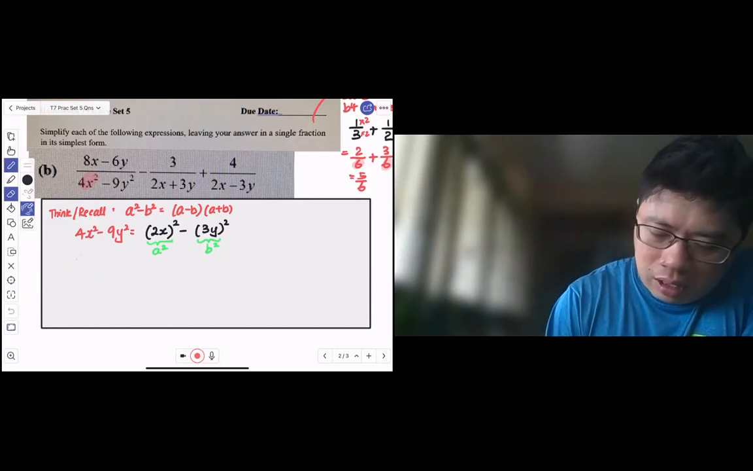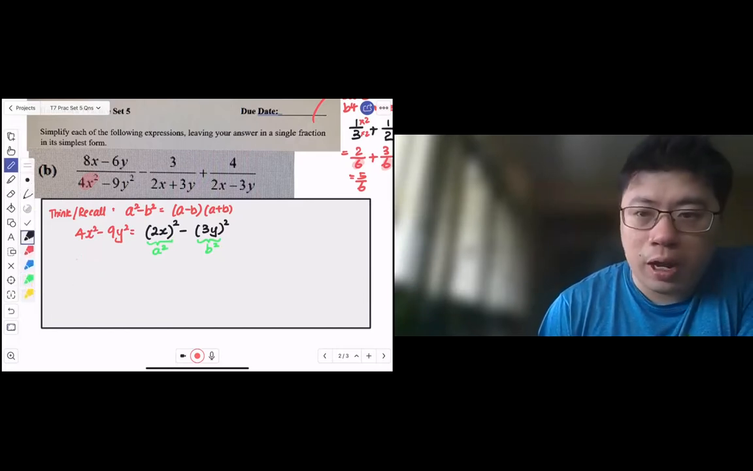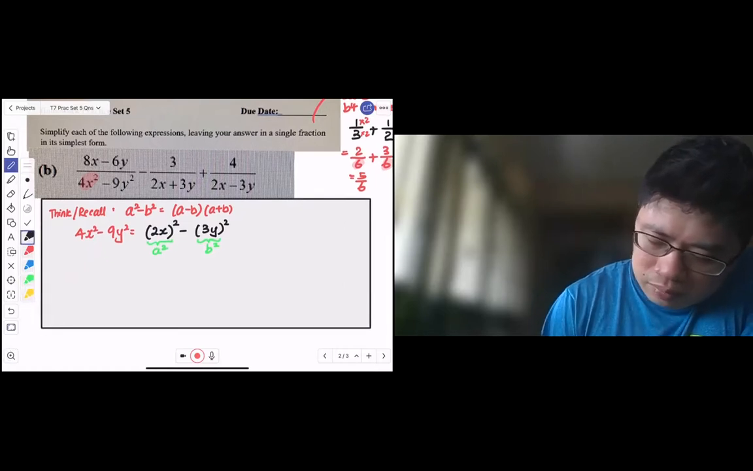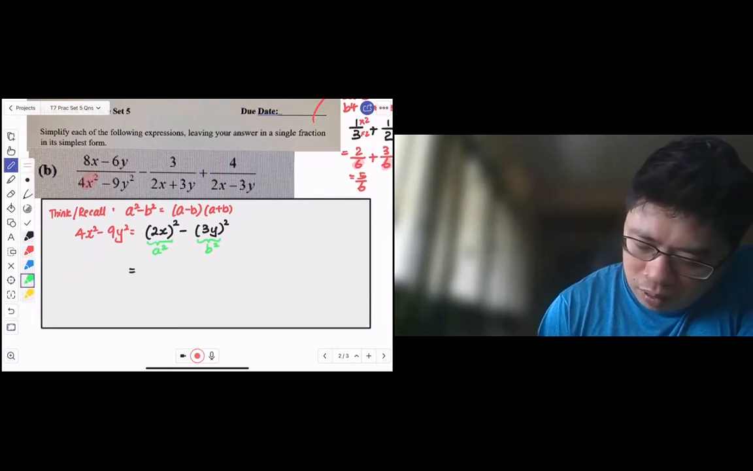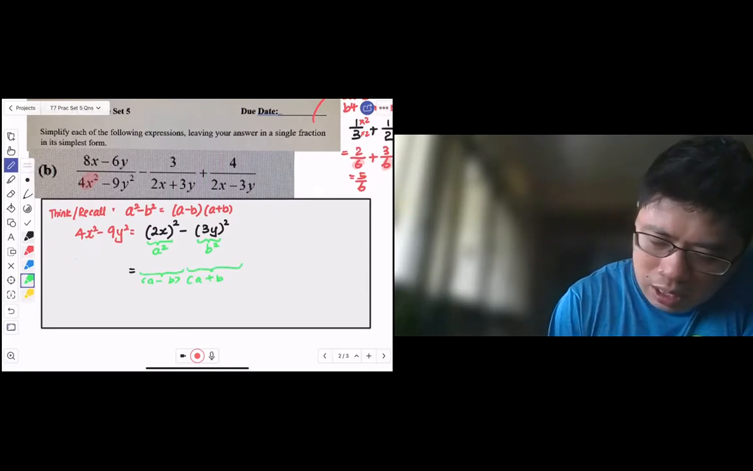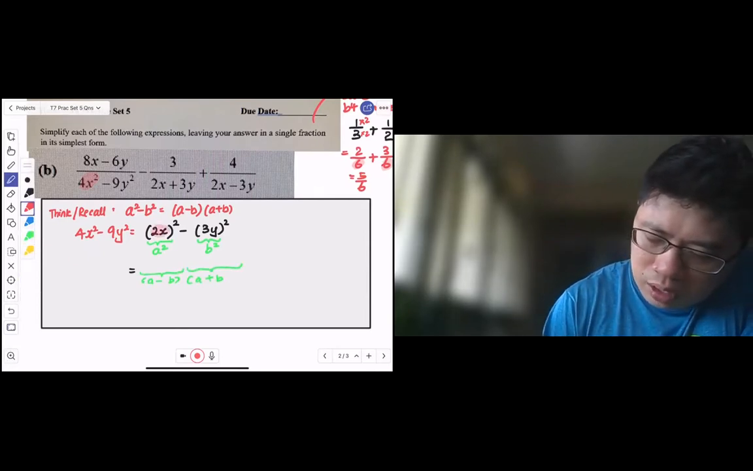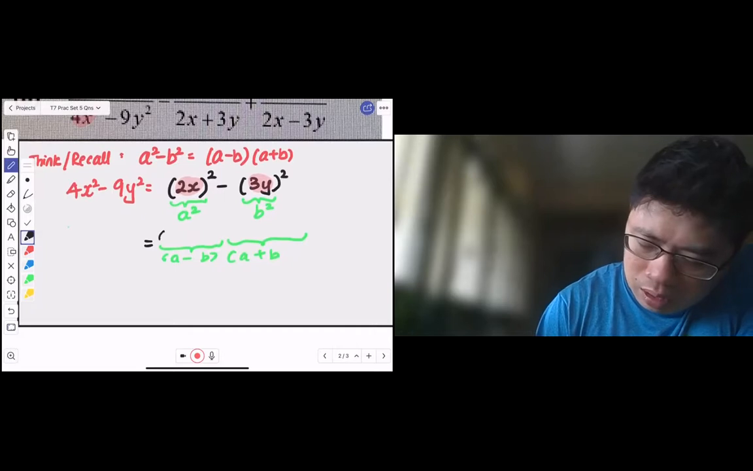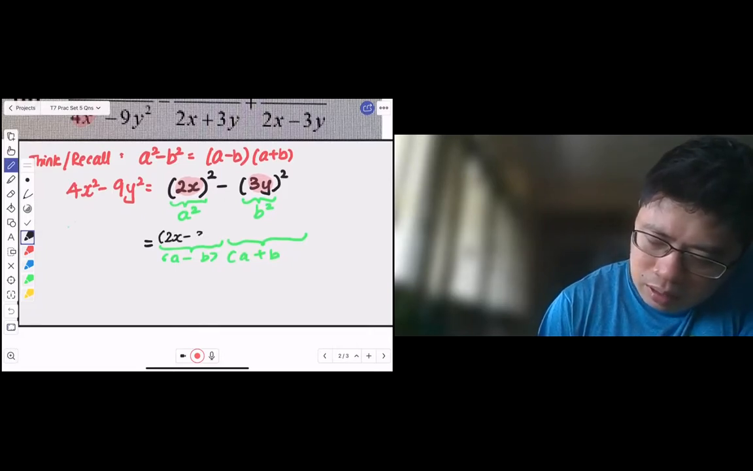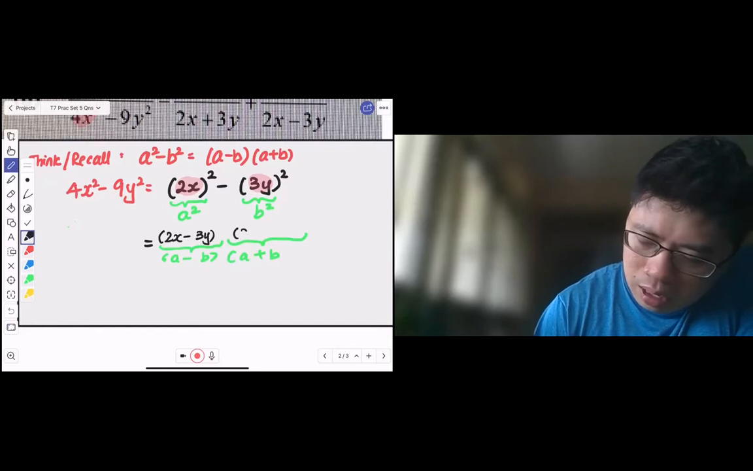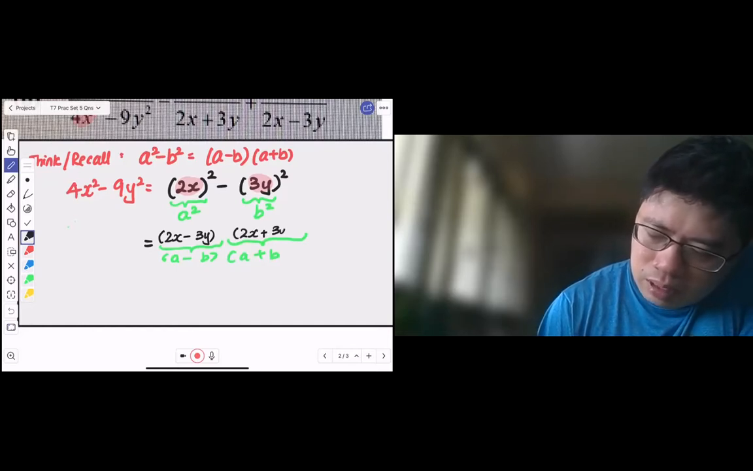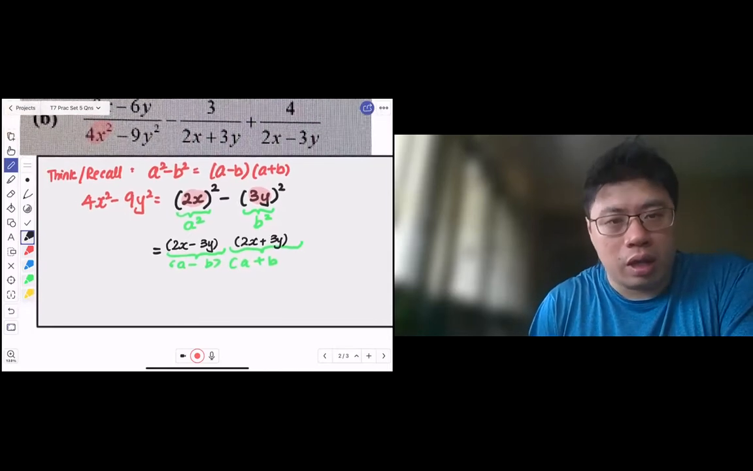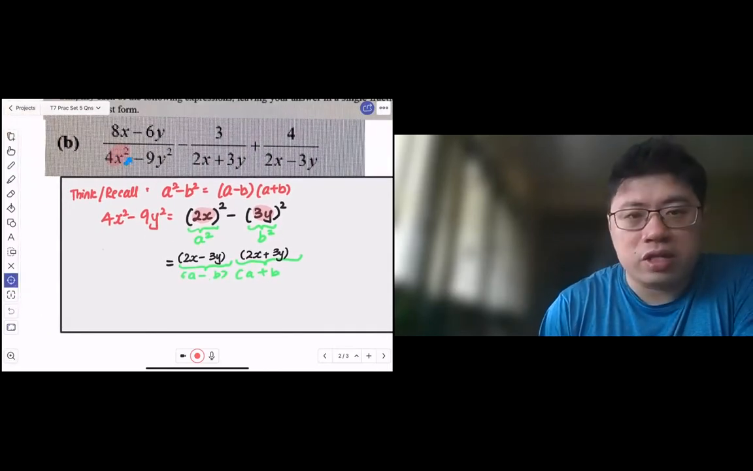Then with that, (2x) squared minus (3y) squared. We know that if we factorize it, it's supposed to give us something of the form (a minus b)(a plus b). So what is a minus b and what is a plus b? In this case, our a is 2x, our b is 3y. So it means that we are looking at (a minus b)(a plus b).